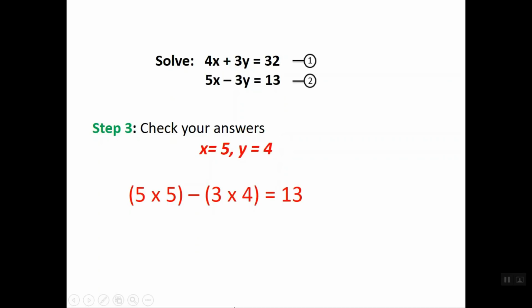And again, I'm not really worried about my right hand side, guys. I'm just checking my left hand side, substituting those values and simplifying. So 5 times 5, that's 25, minus 3 times 4, that's 12. So now I have on my left 25 minus 12, and let's see what that gives us. Yes, it does give us 13. So my left hand side is equal to my right hand side, which therefore means my answer is correct.